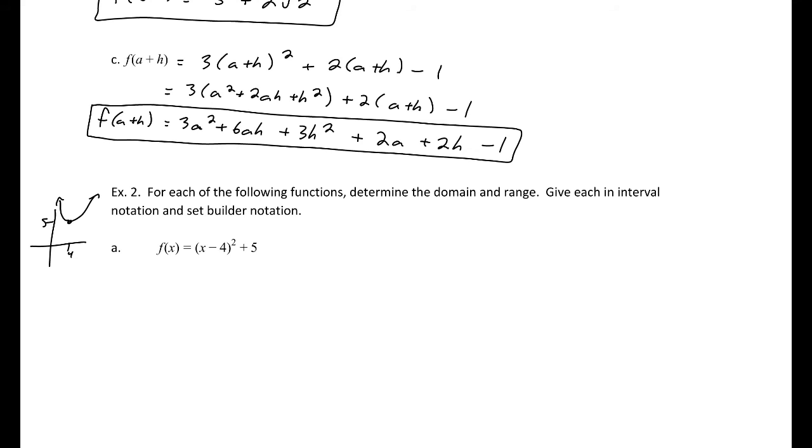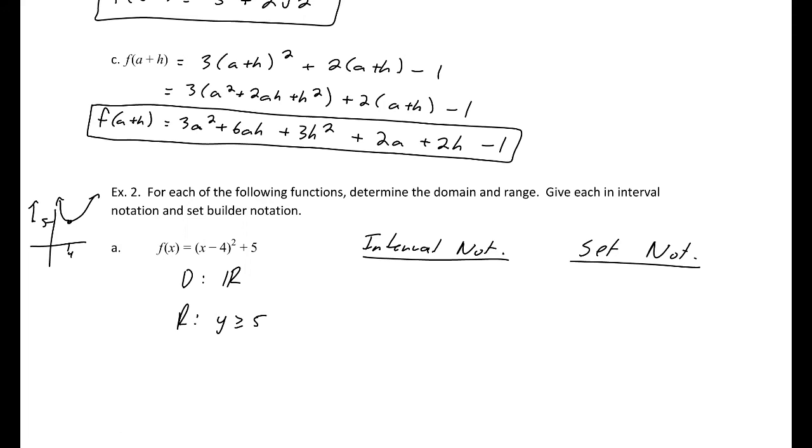So its domain is all real numbers. You can evaluate it at any value of x. But its range, the outputs, well, if you look at the graph, the outputs are always greater than or equal to 5. It is always at 5 or above. So putting that in interval notation, and we'll throw set builder notation over here.